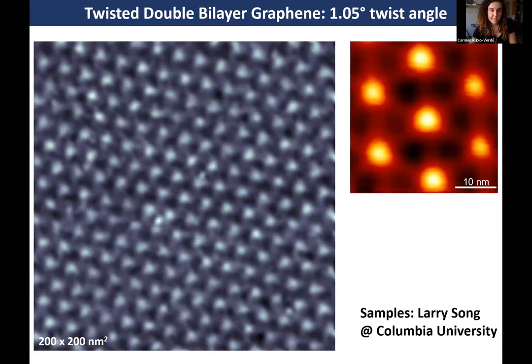So here you can see a big STM map of 200 by 200 nanometers square of twisted double bilayer graphene at 1.05 degrees. So you can see that we have very big regions of quite uniform moiré. And here I just show you a zoom in into a few unit cells so you can see better the moiré.